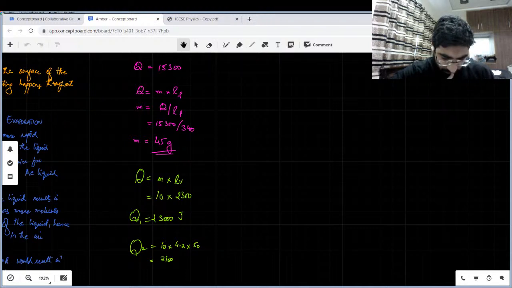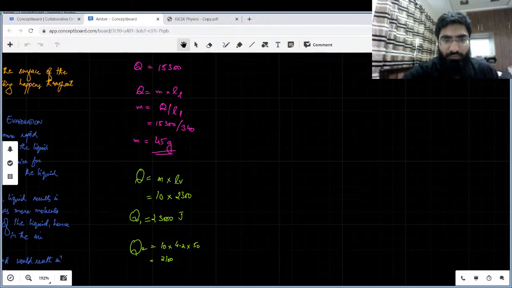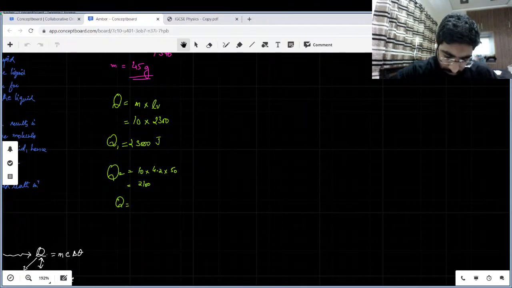10 grams, 4.2, mc delta theta. And the final should be the sum of these two. So total heat is equal to Q1 plus Q2, which is equal to 23,000 plus 2100. So this will be 25,100.